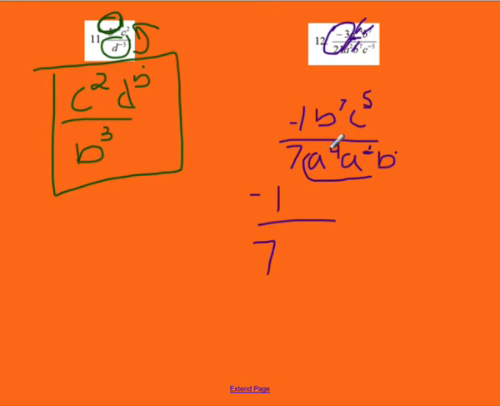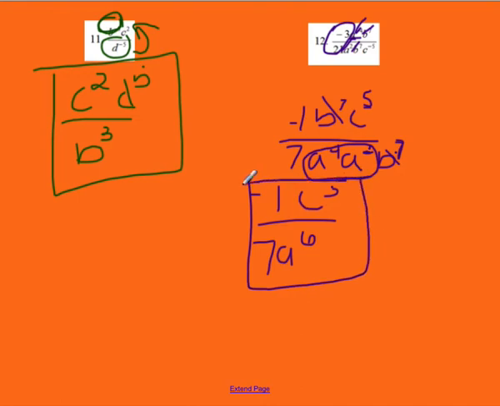Okay, here on the bottom I have a to the 4th times a squared. So I can add those exponents. 4 plus 2 is going to give me 6. And this should be b to the 7th. So then I notice that I'm going to end up having b to the 7th divided by b to the 7th. Well, that's going to be 7 minus 7, so I'm going to have b to the 0. So my b's are going to cancel out. And left on top is that c to the 5th power. So then I have negative c to the 5th power divided by 7a to the 6th power.